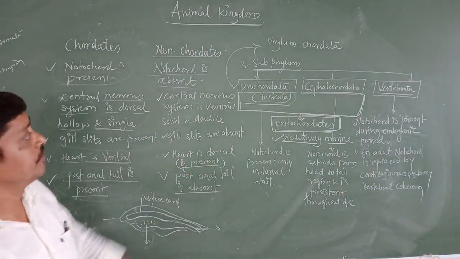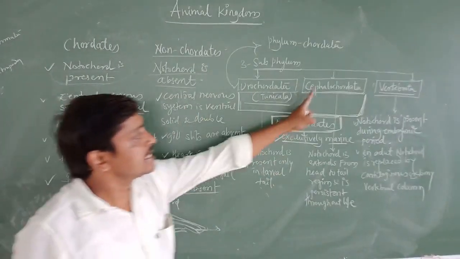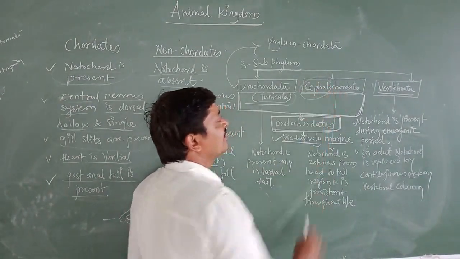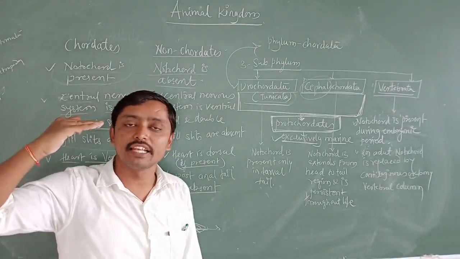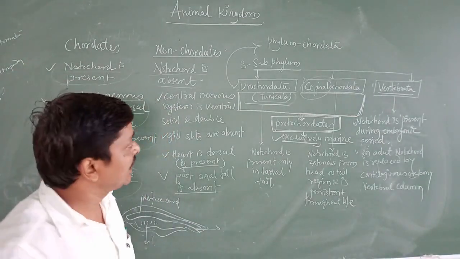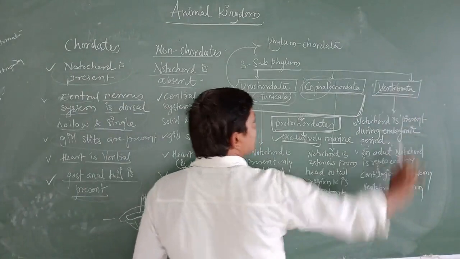Now, on which basis are we going to call these Urochordates? Cephalo, or cephalic region, means the head region. And the last one is Vertebrate.